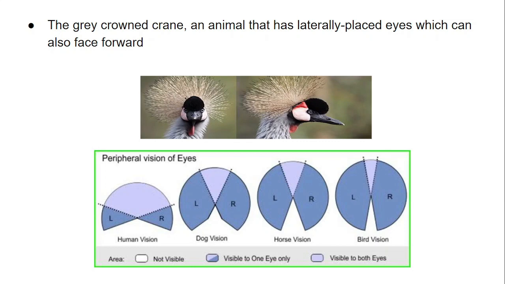Overall, the type and degree of binocular vision that an animal possesses depend on their ecological needs and the specific demands of their lifestyle.